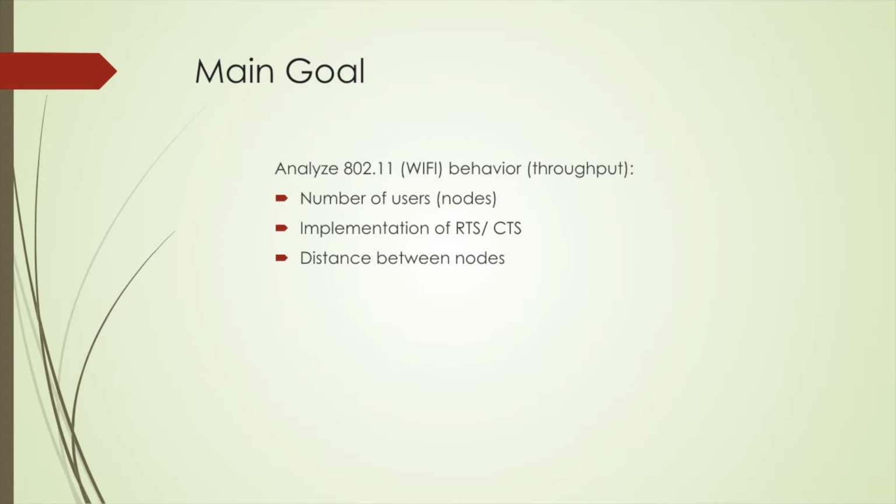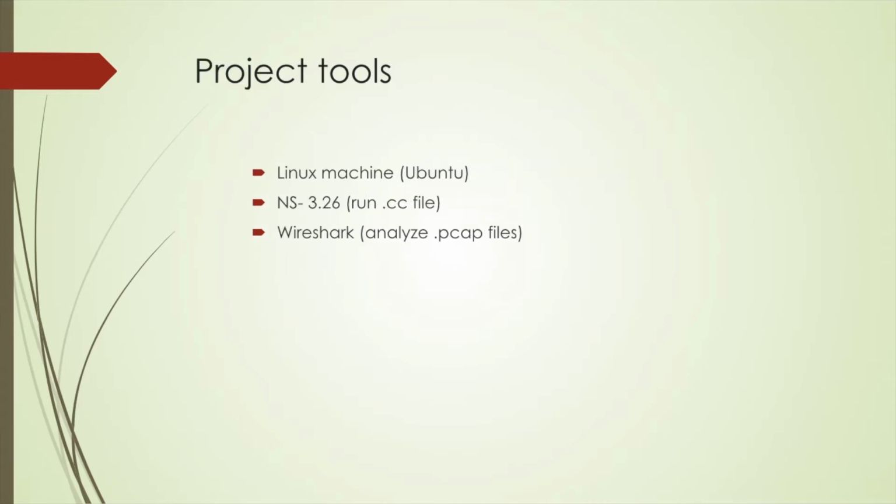So here are the main goals of the project. The main goal was to analyze 802.11 or Wi-Fi characteristics by changing different parameters such as the number of users, implementing RTS-CTS, which I will describe in detail later on. Also, parameters like distance between nodes and their effect on the network performance.